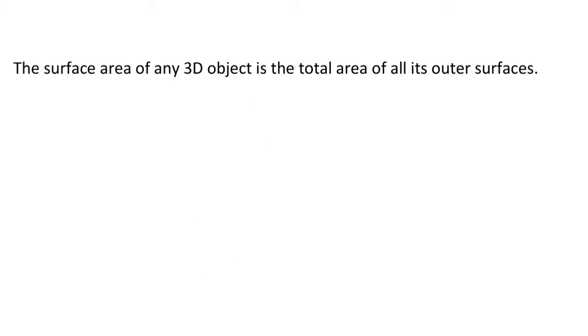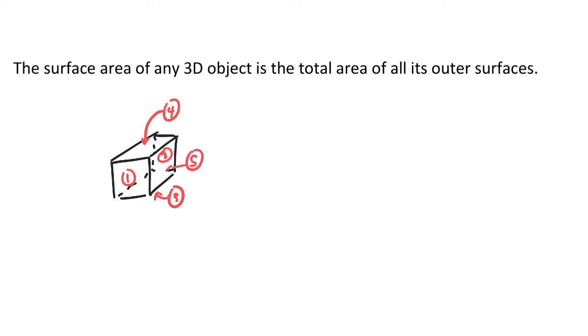If we're asked for the surface area of any 3D object, then that's the total area of its outer faces. So if we have a cube or a cuboid, it has 6 faces, so it would have the one on the front and one on the back. It would have the bottom and the top, and then it has the 2 sides.